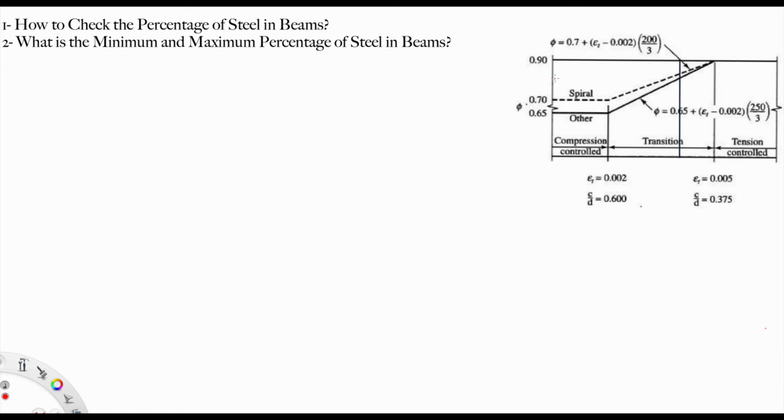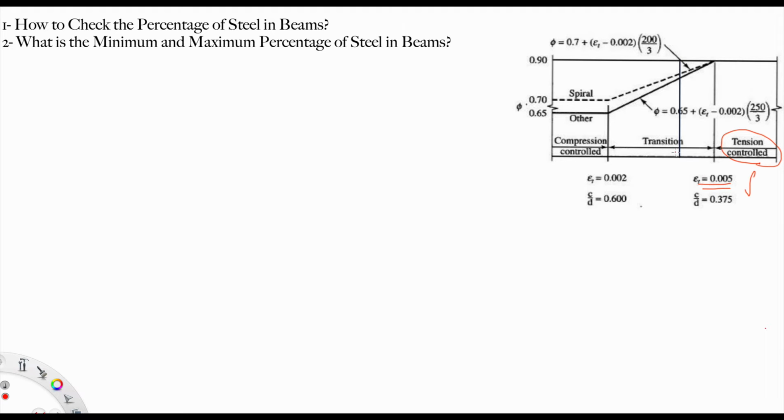Last lecture I didn't draw these, which are the reduction factors, but we'll talk about these later. Now we want to focus on compression control, transition control, and tension control. In the tension control, our design should be somewhere in this area for beams and slabs because they are tensile, so that the strain should be more than 0.005.